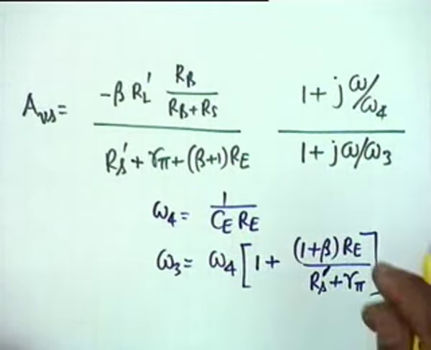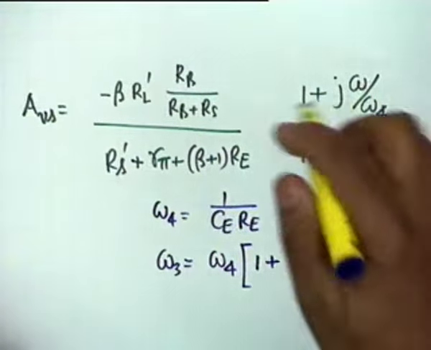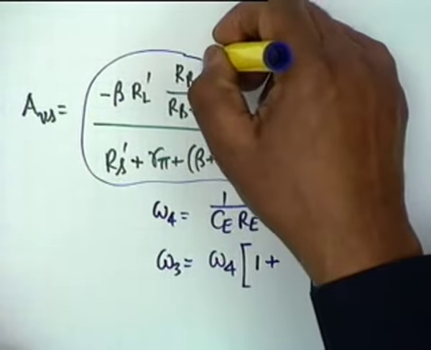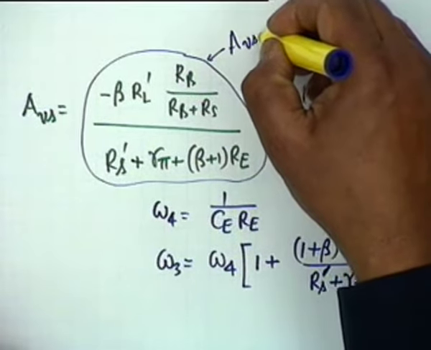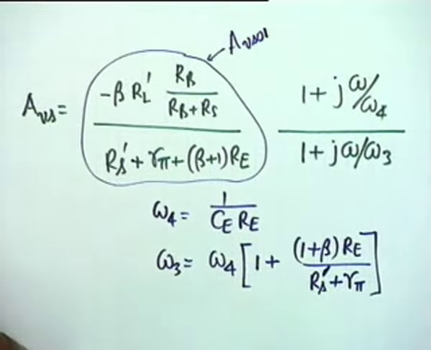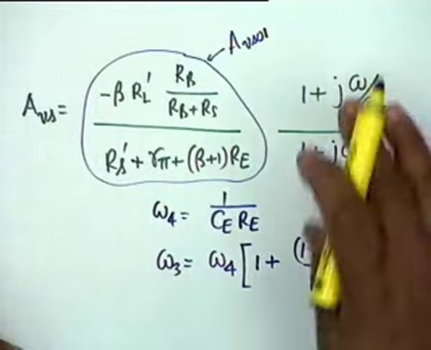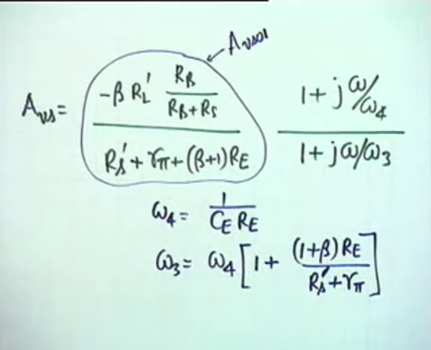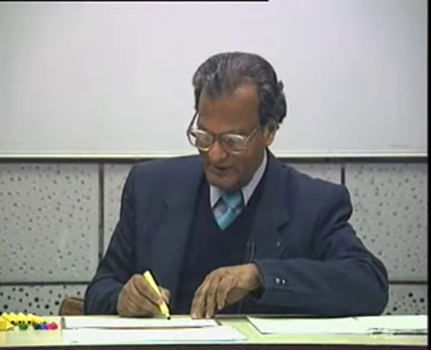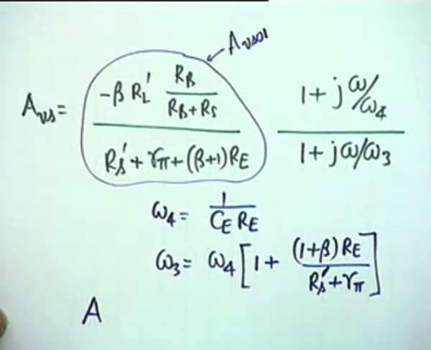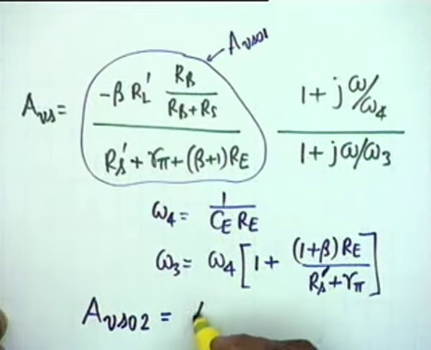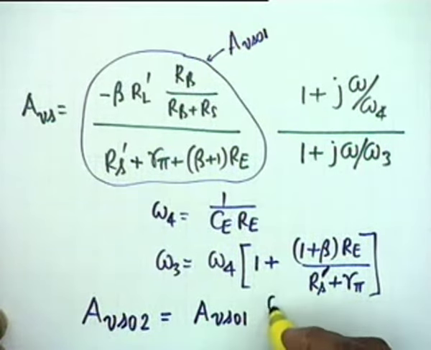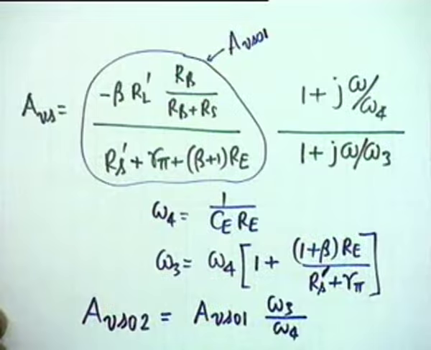the value of the gain, these two terms shall disappear. The value of the gain would be simply this term. We call this AVS 01. All right, that is when omega tends to 0, this term drops out, so we call this AVS 01. On the other hand, when omega tends to infinity, the gain will again be a constant, but this value shall be AVS 02. This would be, that's right, AVS 01 multiplied by omega 3 divided by omega 4.